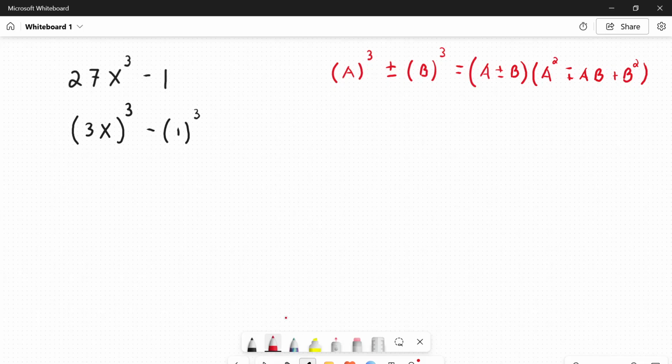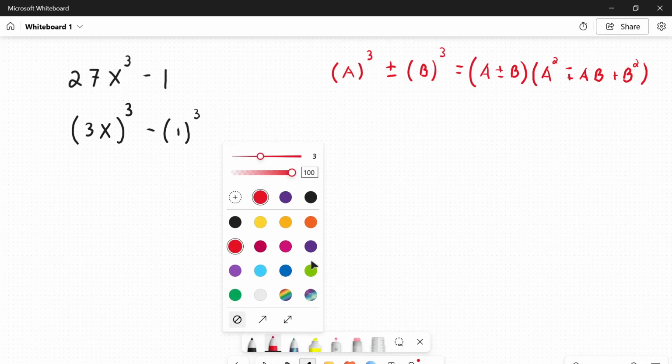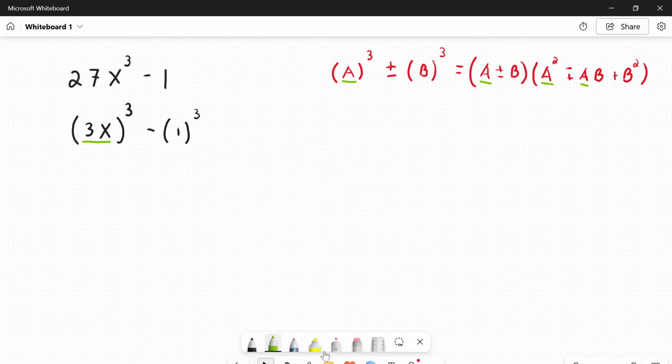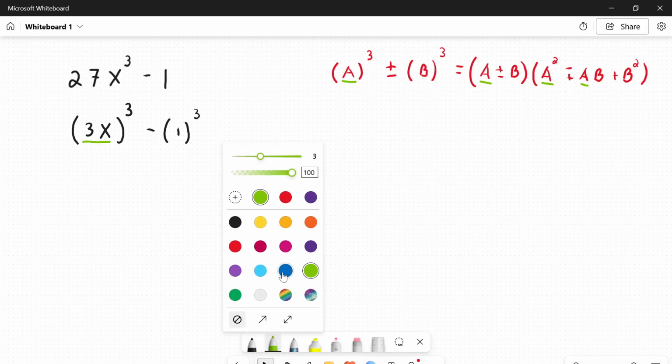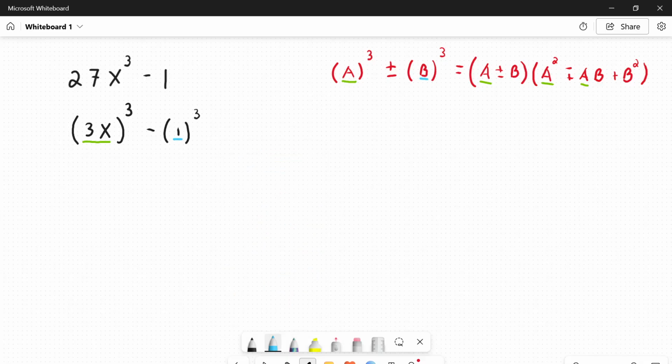So I just want to emphasize that all I've really done here is I've made it very clear for myself what my a value is. That's going to go in all of these spots that I'm underlining in green. And I also now know what my b value is. My b value is a 1. So everywhere that I see b in the formula, I'm going to put a 1. So I'm just going to follow through with the formula.